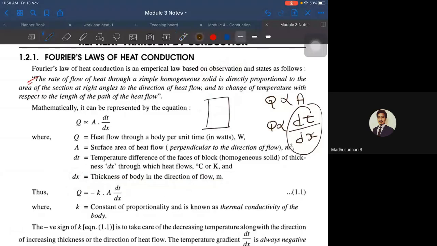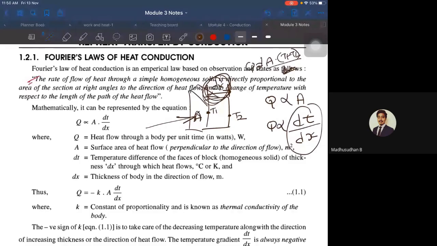Now, if there is a block like this, the distance, this particular thing is dx. And if it has an area like this, area A. Now the heat is flowing like this. This particular surface is at temperature T1, this particular surface is at temperature T2. So how do you calculate the heat flow? Q is proportional to A into dT, in the sense T1 minus T2, divided by dx, which is nothing but this particular length, L.